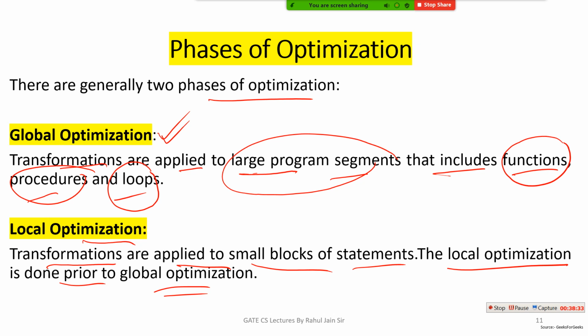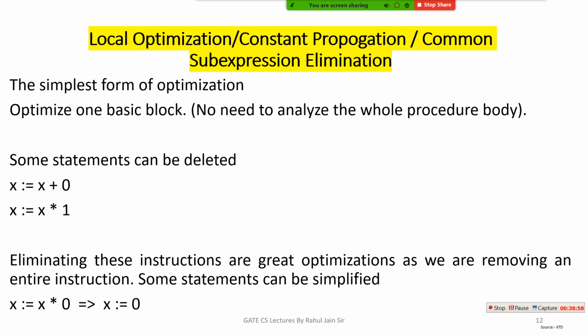Now we are on the point to learn the concepts of local optimization. Whatever newly added topics there are in compiler design are all covered under local optimization, like common sub expression elimination, data flow analysis, and so on. We will discuss them with the help of local optimization. So these are the two phases of optimization, guys. Now we are on the level to discuss local optimization, constant propagation and common sub expression elimination, which are newly added topics in code optimization.